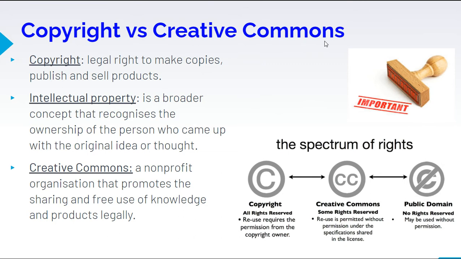Copyright versus Creative Commons. Copyright is a legal right to make copies, to publish and sell products. Intellectual property is a broader concept that recognizes the ownership of the person who came up with the original idea or thought. So you're not just copying something and claiming it as your own. You're not making money off it. That person who originally came up with it, they should be recognized as the owner. Creative Commons is a non-profit organization that promotes the sharing and free use of knowledge and products legally.